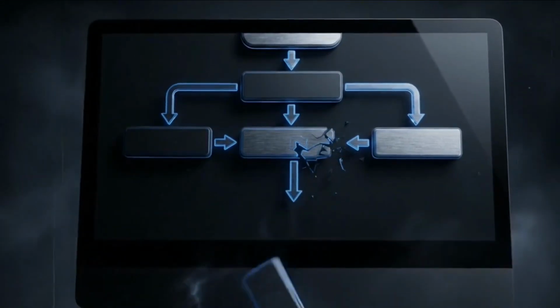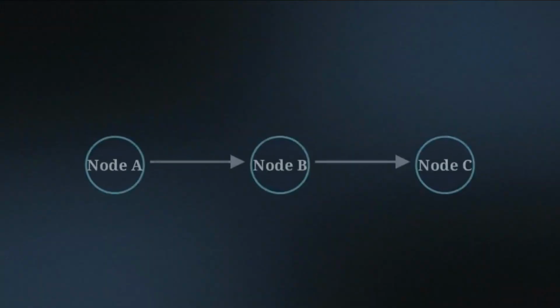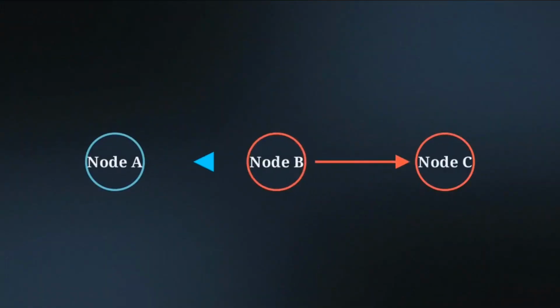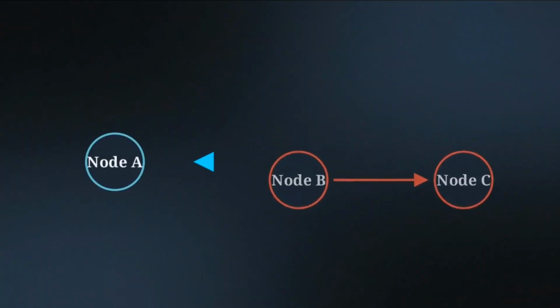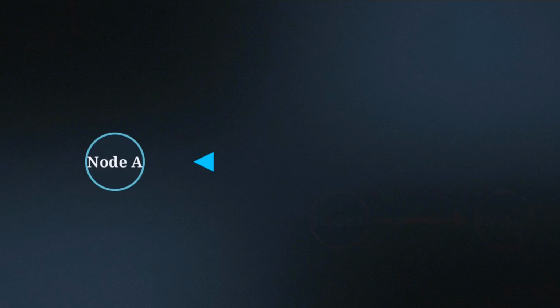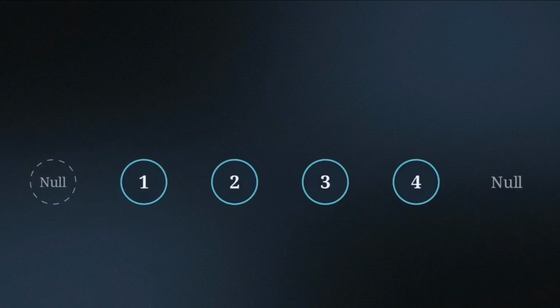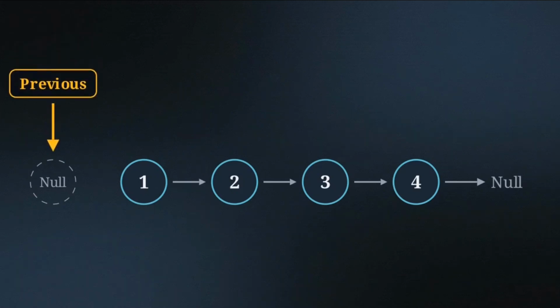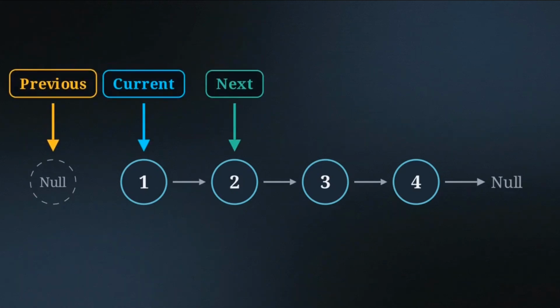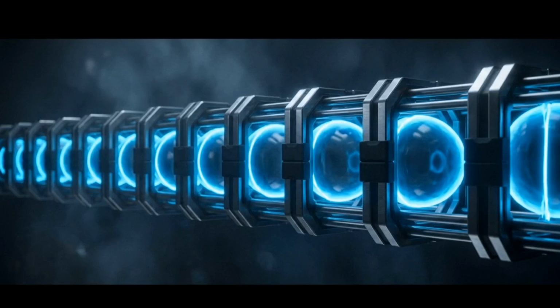But doing this in place is dangerous. If you break an arrow without holding on to the next node in the sequence, the rest of your data floats away, permanently lost in the memory void. This is why we rely on a precise operation using exactly 3 tracking variables, or pointers: previous, current, and next. Together, these 3 pointers act as a protective scaffolding. They allow the system to safely sever and rewire connections without triggering data loss.